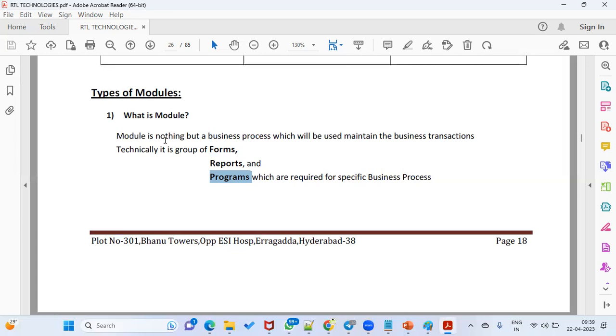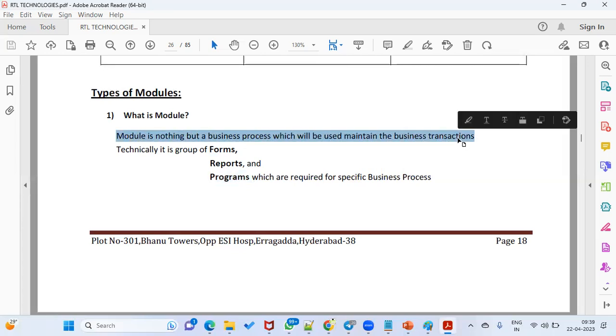So whenever we say what is the functional definition, module is nothing but a business process where the client is going to maintain day-to-day business transactions. For example, there is a sales module. What does it contain? It contains the sales order process. We are going to have the sequence of business processes, and we are going to find out sales order statuses.